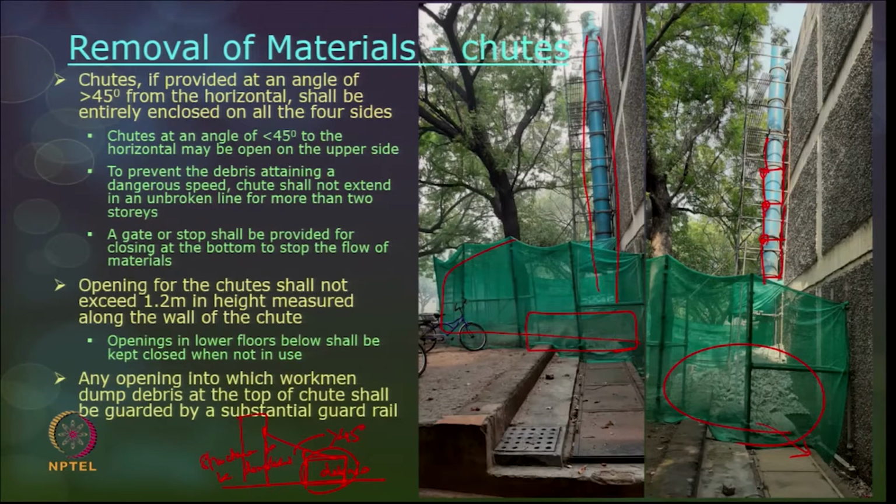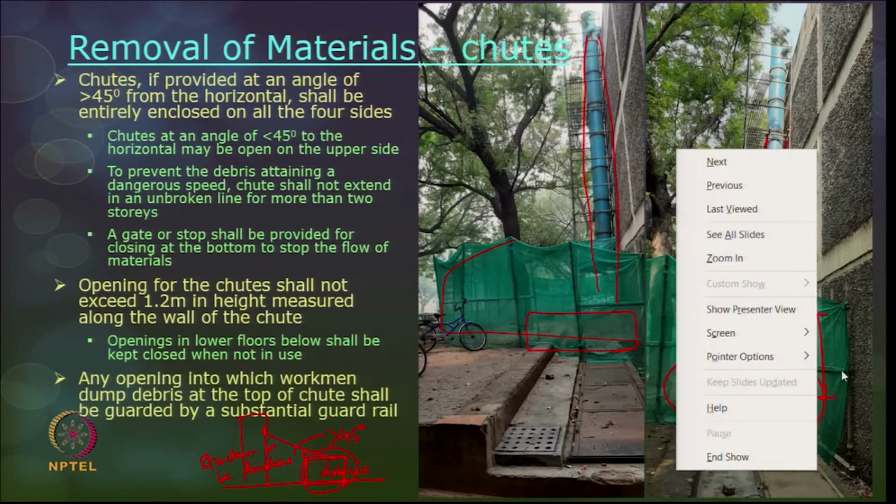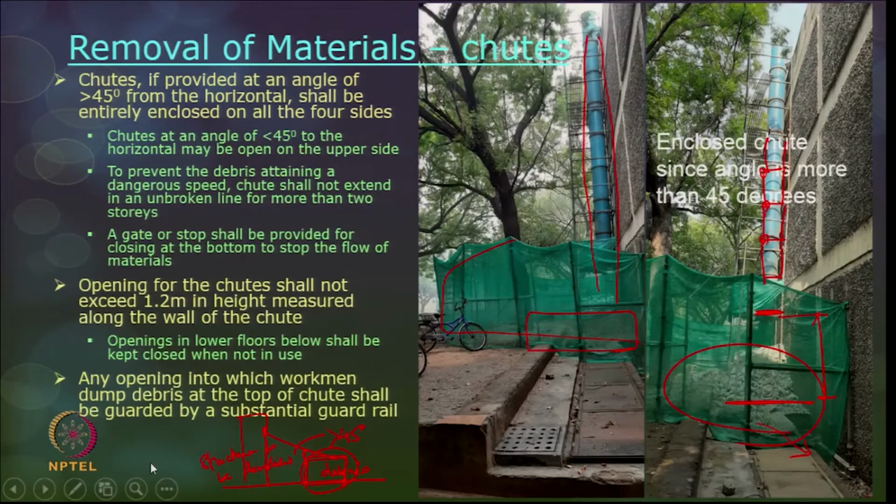Openings for the chutes shall not exceed 1.2 meters in height. For example, this is the level at which the chute is there, and this is the floor level. So, this height should not be more than 1.2 meters, okay, and along the wall of the chute, the openings in the lower floors below should be kept closed when not in use. This is not a regular demolition work, so it is open, but generally it is closed when it is not in use, and every time it has to be dumped.